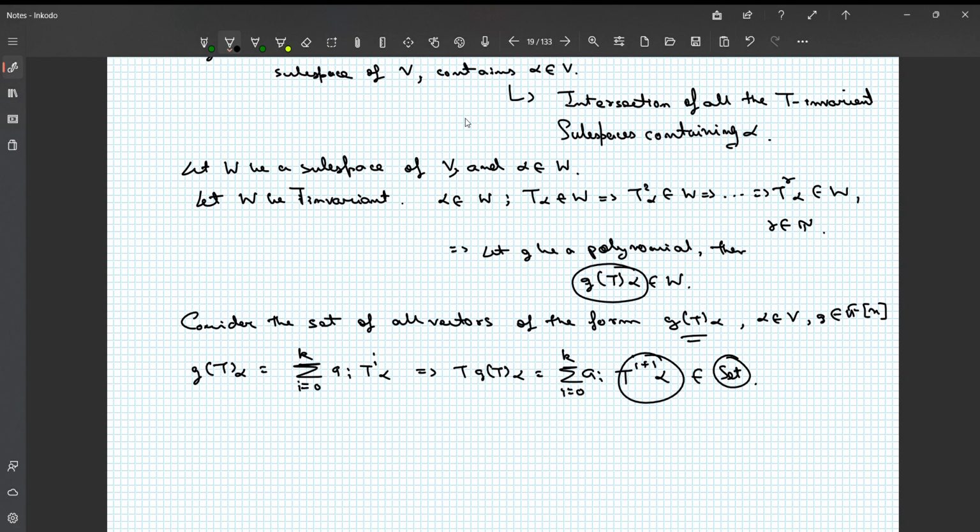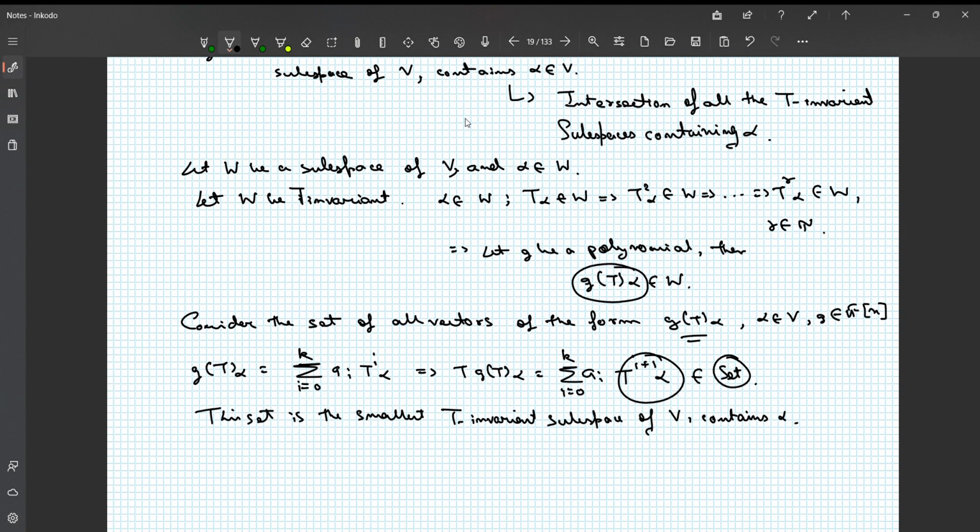And by the way this is constructed, it's obvious that this set is the smallest T invariant subspace of V which contains alpha.